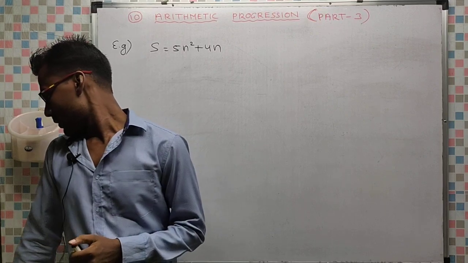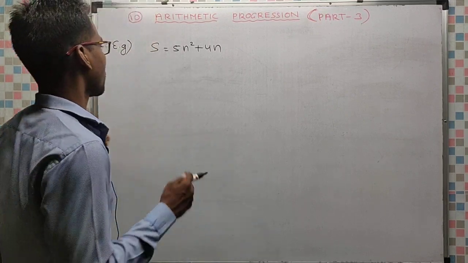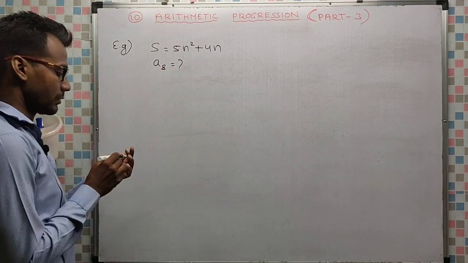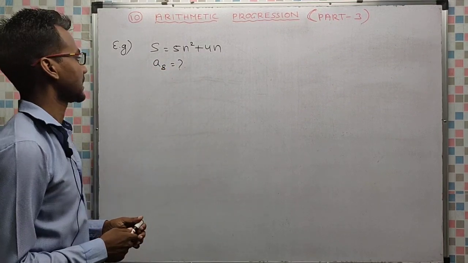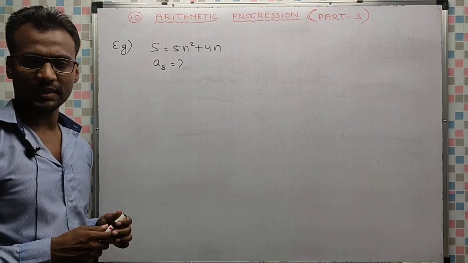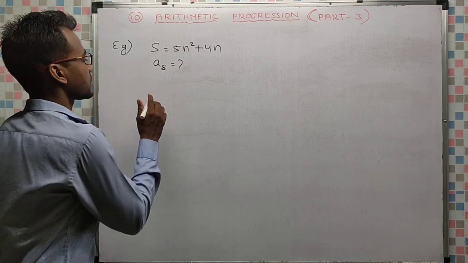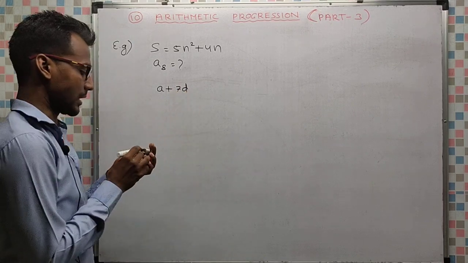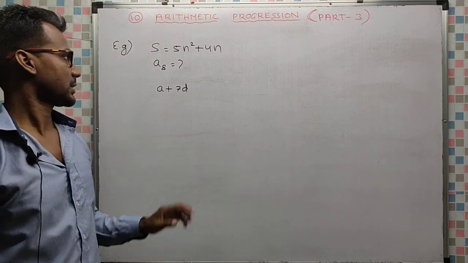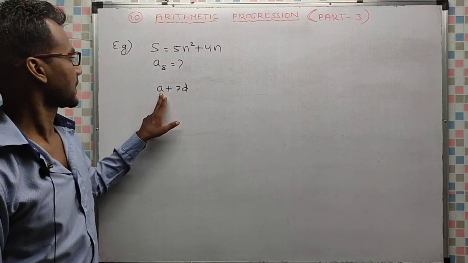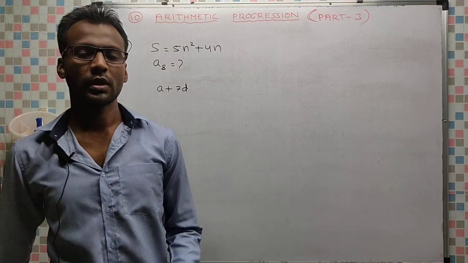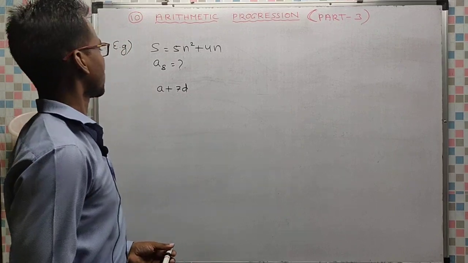Find the 8th term. We have been asked to find A8. Now A8 is equal to A plus 7D. We know this. But the problem is we don't have A. We don't have D. We don't have anything. So how to do this?